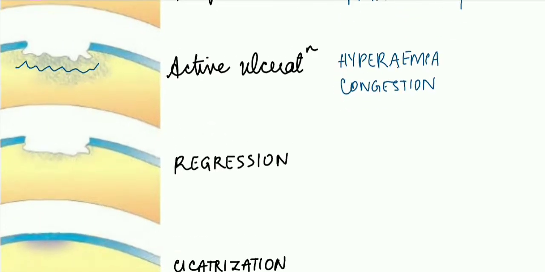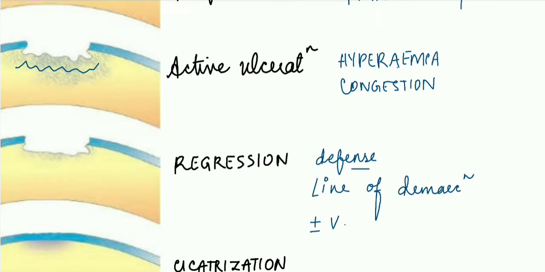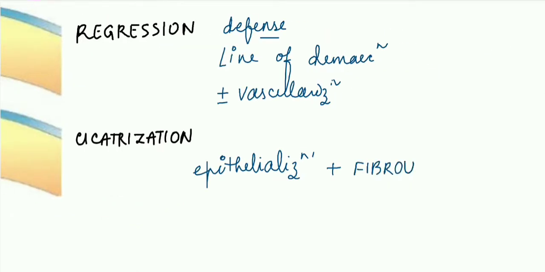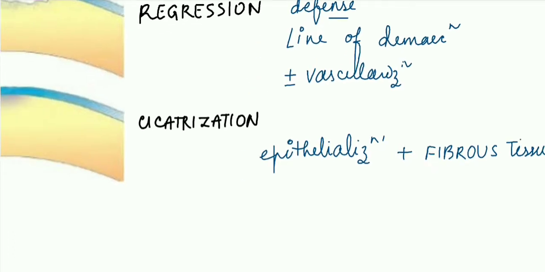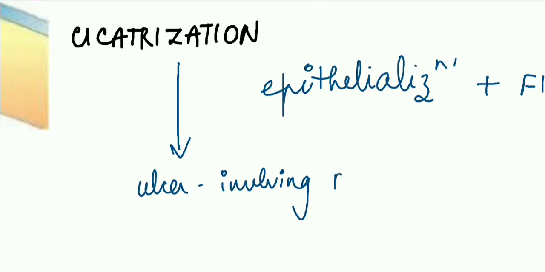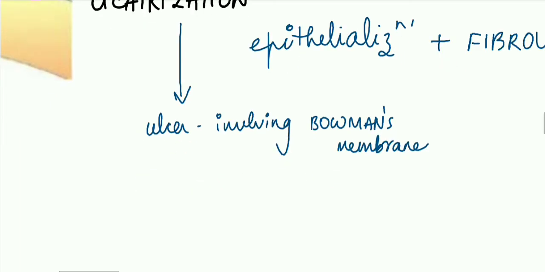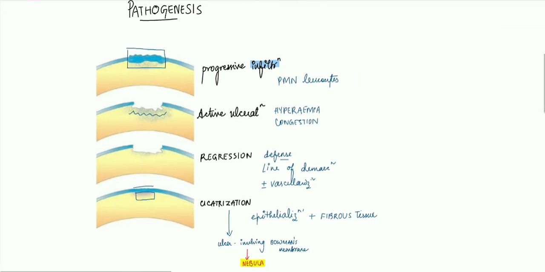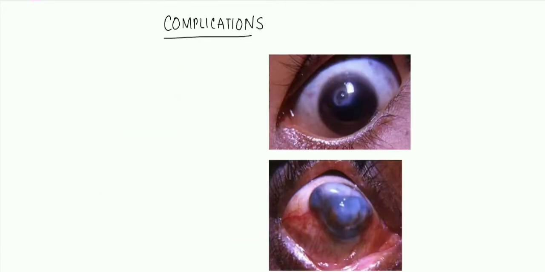And then the next stage is regression. Regression is due to the defense mechanisms of the body, and we can see a line of demarcation and there might be vascularization present. And the last one is cicatrization. We have epithelialization and deposition of fibrous tissue underneath it. So if cicatrization occurs in an ulcer involving Bowman's membrane, it is called a nebula. So here we can see epithelium and below it the fibrous tissue is deposited. So that is about pathogenesis and the four stages.